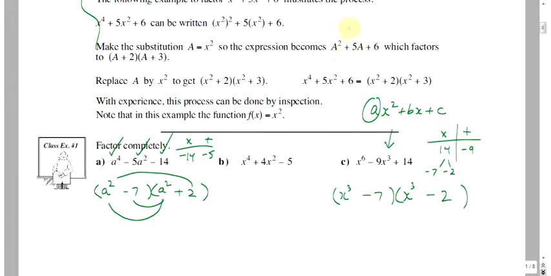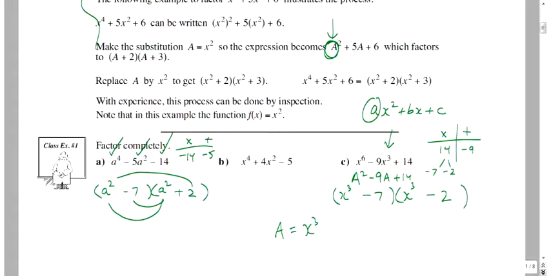What they're going to say is, like, let's let a substitution be something. Do we really want to substitute in here? This is pretty clear to see, is it not? Do I want to go a is x cubed, and then I can write this as a squared minus 9a plus 14? I think that's more confusing than what it's worth, right? Do we all agree?